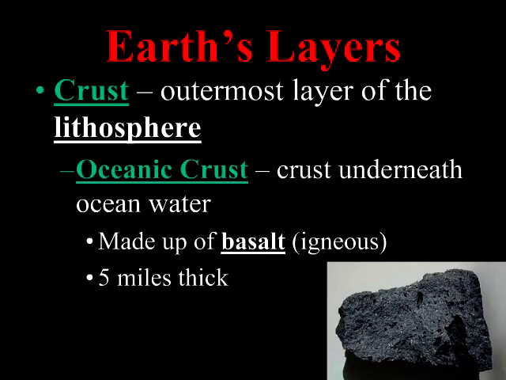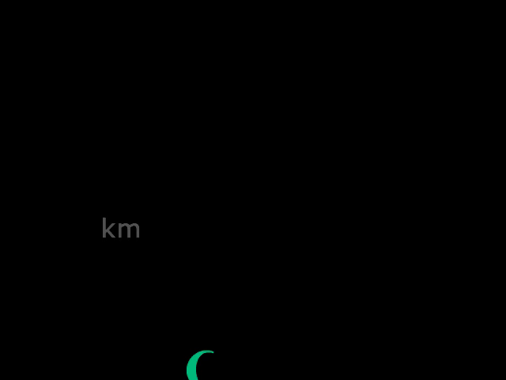Okay, so let's talk about Earth's layers. The crust is the outermost layer of the lithosphere. Oceanic crust is crust underneath ocean water. It's made up of basalt. That's an igneous rock. You should be familiar with it. And it's about 5 miles thick.